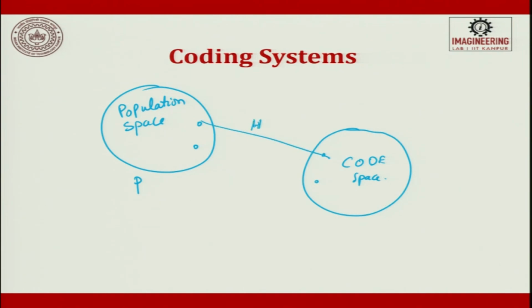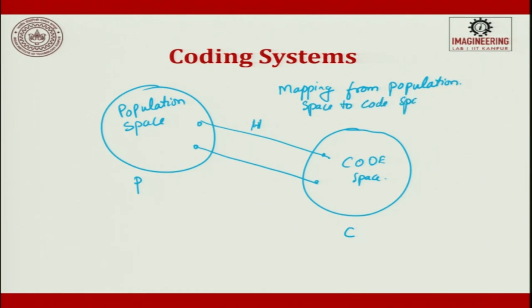So, this is H and this is code space, and you will have mapping everything into the code space. So, mapping from population space to code space. This is what a coding system does, mapping everything into a coded space. So, every part which comes into the factory can be given a number.